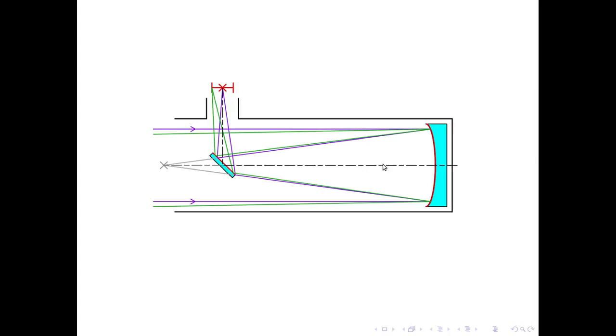Now, if this were a Cassegrain design, you would have a drilled hole in the middle of the primary mirror here, and then this secondary mirror here would be concave, I think it is, and would send the light rays back out this way here.